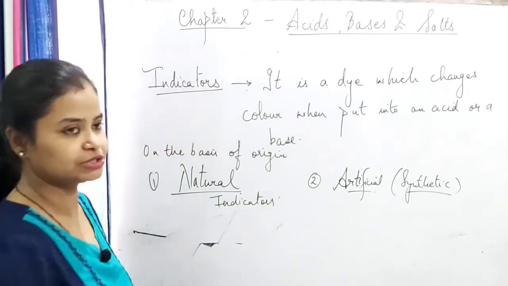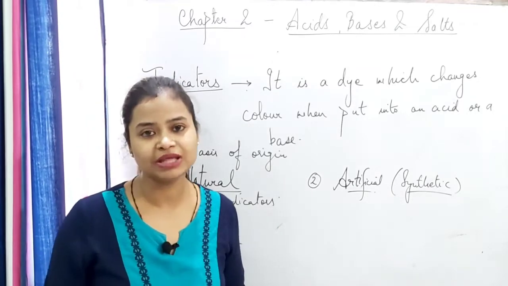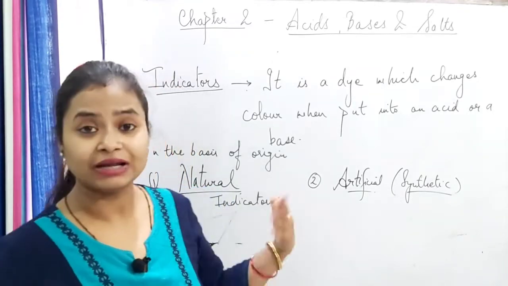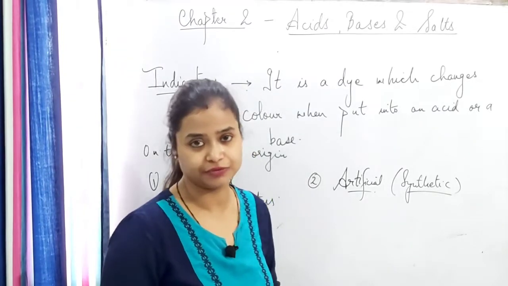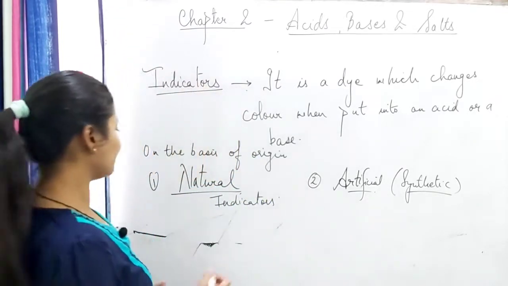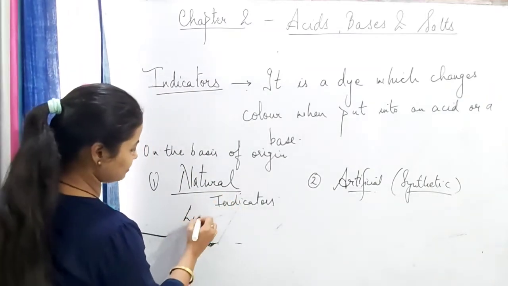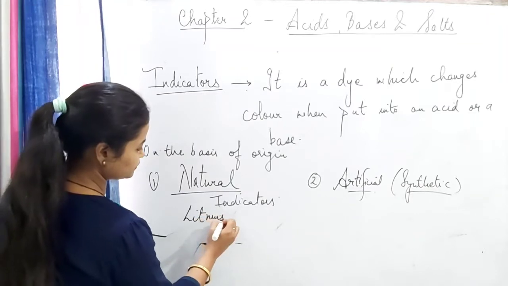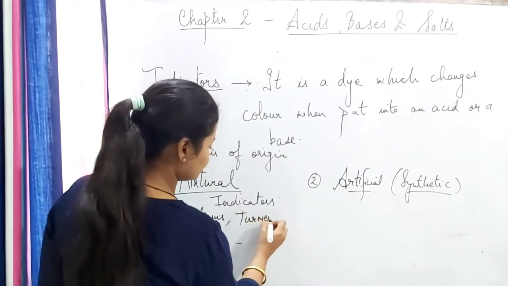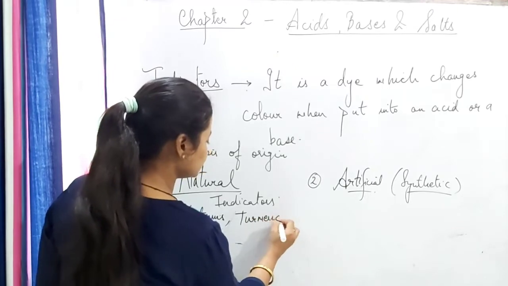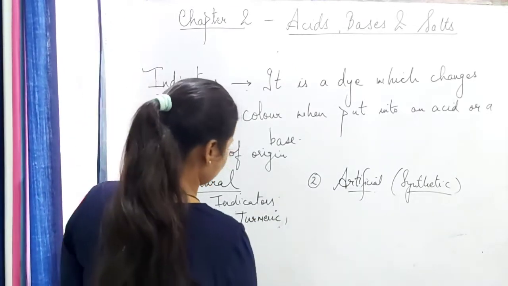As the name suggests, natural indicators are obtained from nature, and artificial or synthetic indicators are man-made indicators. Let us see a few examples. For natural indicators, the examples can be litmus, then turmeric. Litmus, I will explain what it is. First see turmeric. Turmeric means haldi, okay, which we use at home.